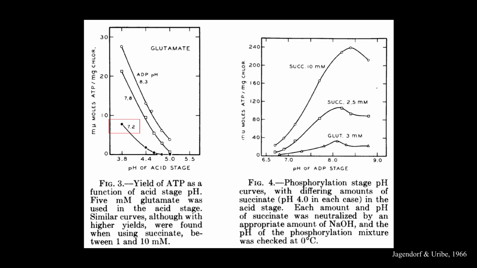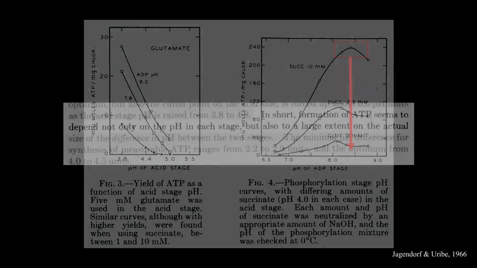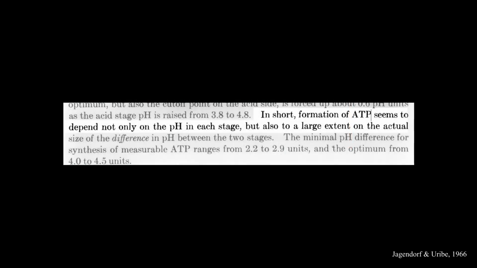And we also see that more ATP is produced the higher the pH is when ATP formation is assessed, although it's optimal under about 8.5. And this can be better seen in this graph where ATP formation increases with an increase in pH, again plateauing at about 8.5. Furthermore, formation of ATP seems to depend not only on the pH in each stage, but also to a large extent on the actual size of the difference in pH between the two stages.